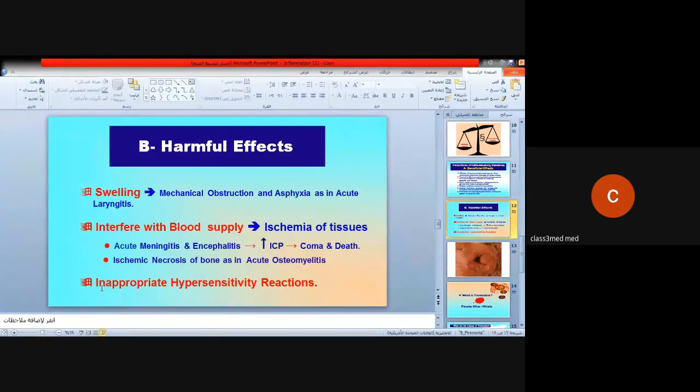Any question? Or beneficial and harmful effects of inflammatory exudate. Any question? Is the sound clear?